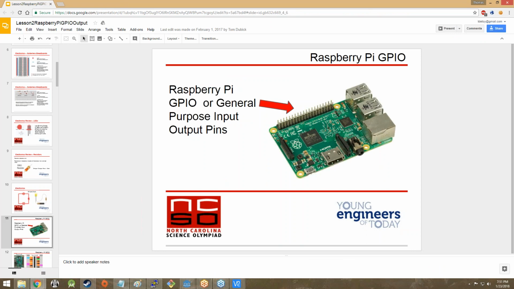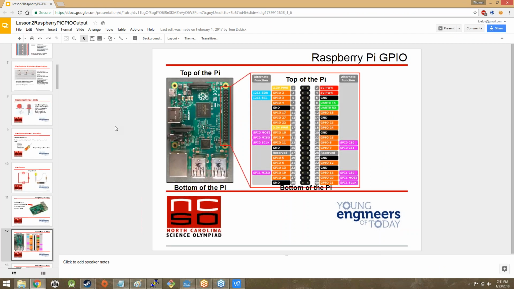So this circuit would be plugged into the Raspberry Pi GPIO pins. Oh boy, 751. And that explanation alone.